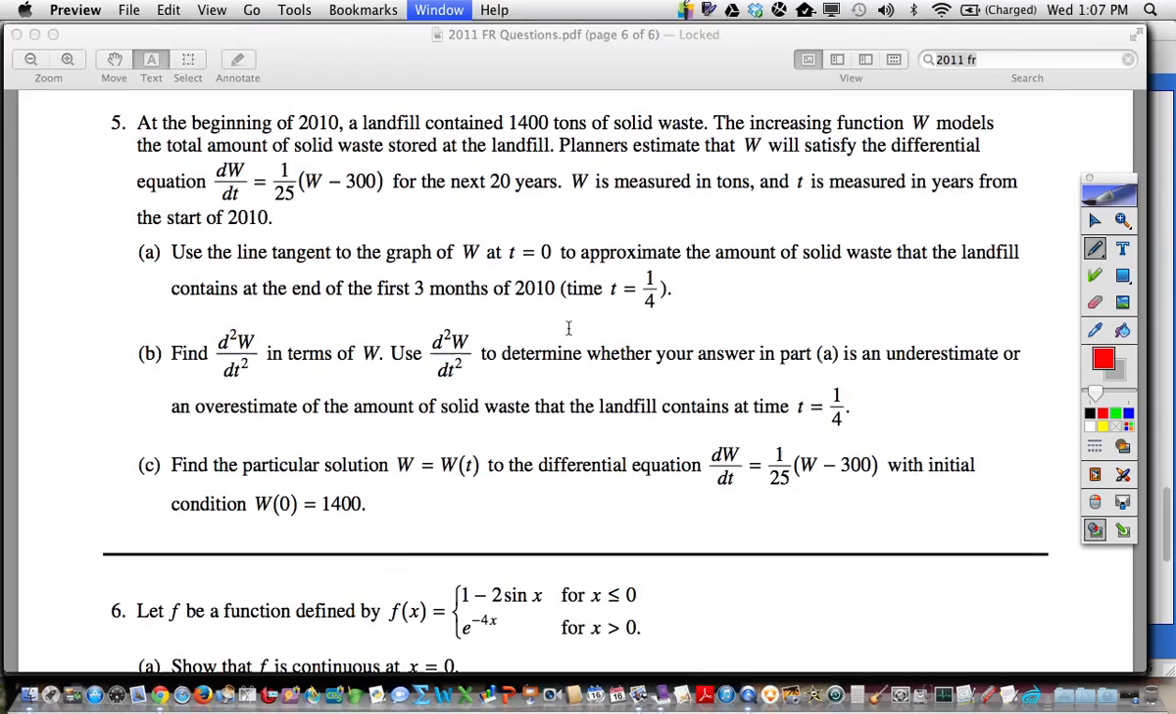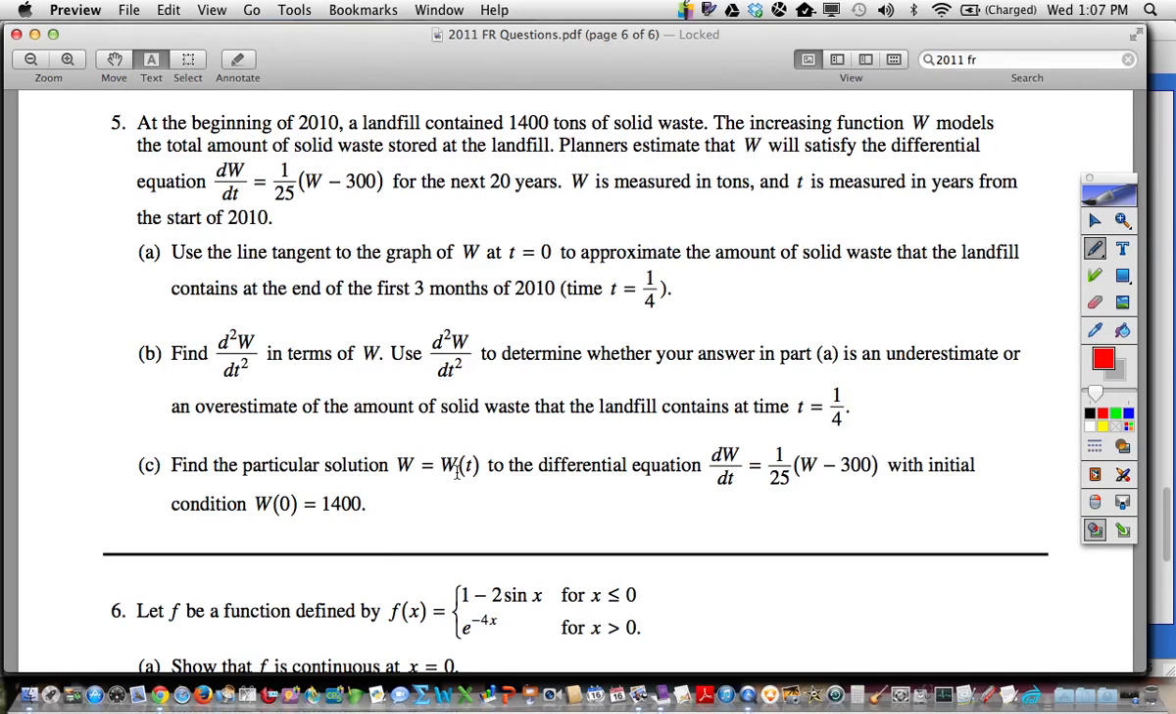But if you go back to 3 years ago, they had problem number 5, a landfill waste problem, and look at their differential equation. Newton's law of cooling, okay? Except the K is positive, so it's actually a growth thing as opposed to cooling, which is more of a decrease. But there it is.